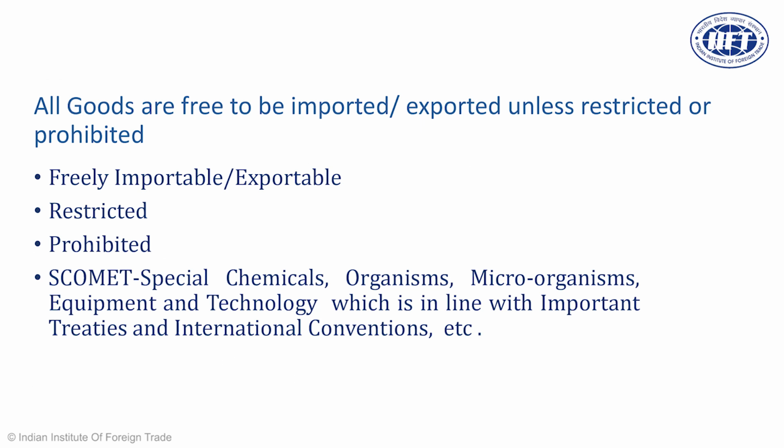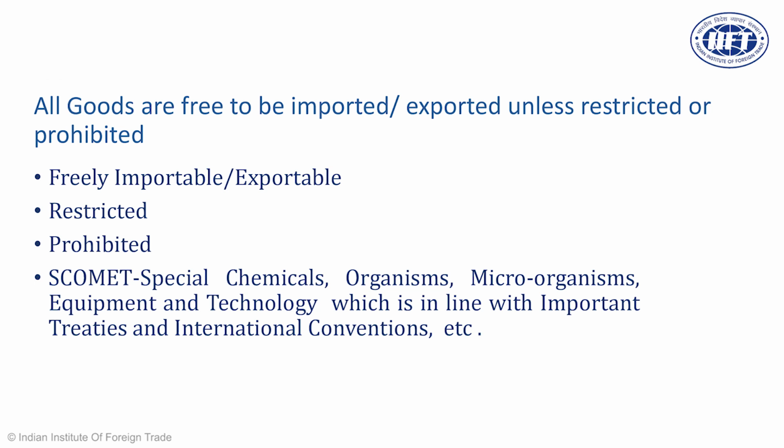Friends, in the overall scheme of things, the first and most important thing to know is, in principle, all goods are free to be imported and exported unless they are restricted or prohibited. So in India, we have currently more than 11,000 HS codes and items, and only a few of them are under the restricted category and a few of them are under the prohibited category.